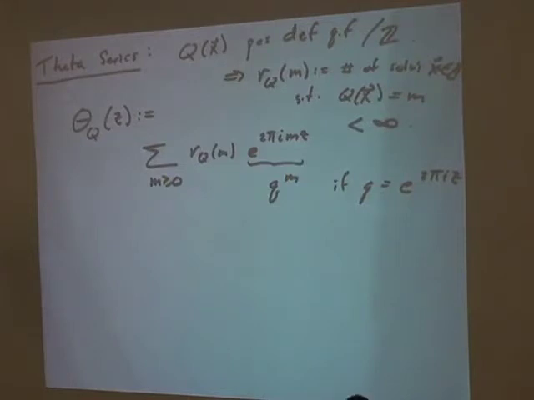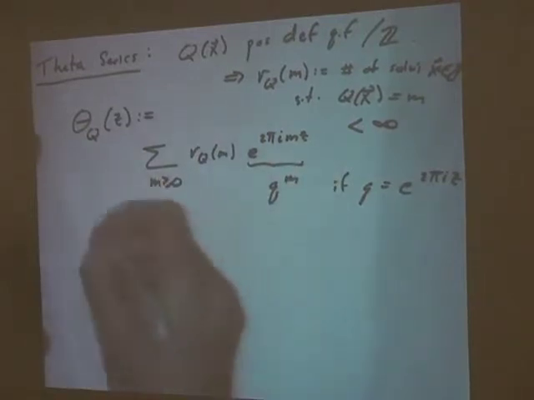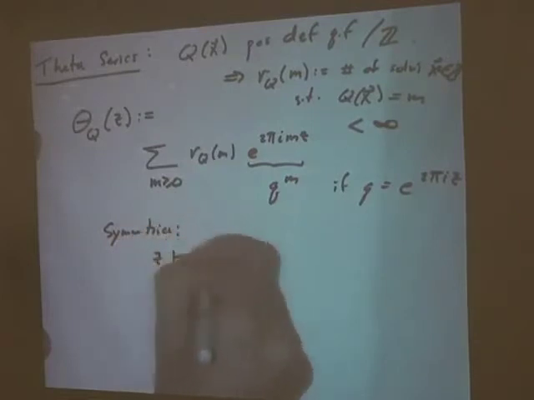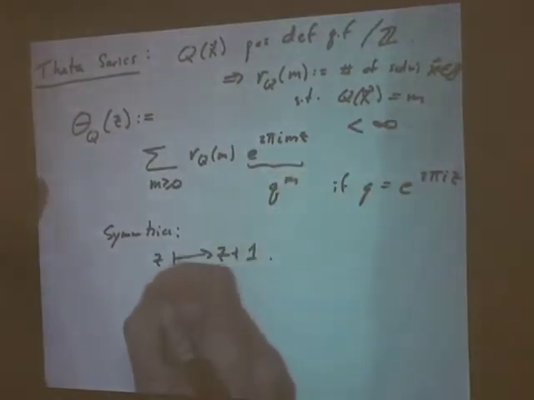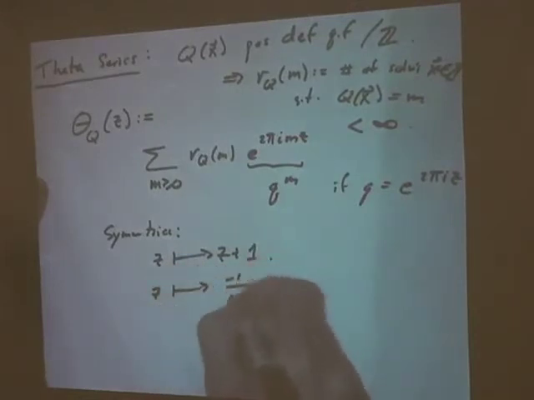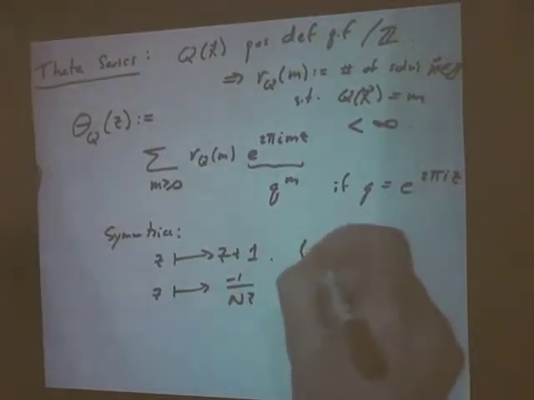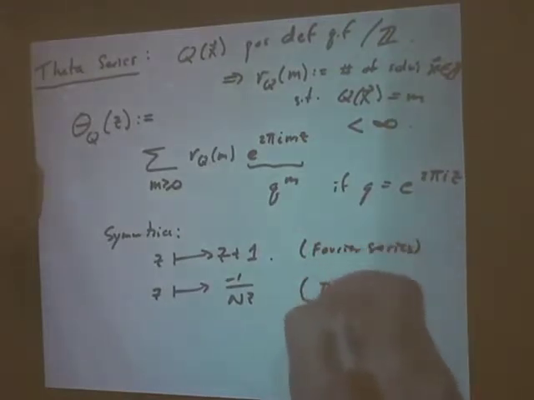And as was pointed out yesterday by Professor Elkes, this is a function with a lot of symmetries. In particular, it has symmetries of taking z going to z plus 1, because it's a Fourier series. So just because this is periodic, it also has symmetries of the kind where z goes to something like minus 1 over mz. And this follows from Poisson summation.